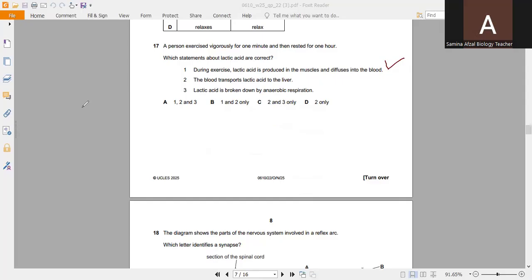The second statement is, the blood transports lactic acid to the liver. Yes, it happens. The circulatory system carries the lactic acid away from the muscles to the liver for metabolic processing. Third, lactic acid is broken down by anaerobic respiration. Lactic acid breakdown needs oxygen, so it cannot take place by anaerobic respiration. So the third statement is wrong. Only statements 1 and 2 are correct. So B is the correct option.